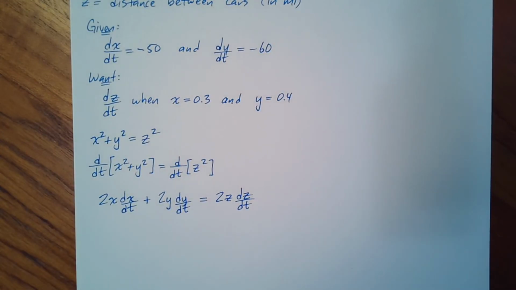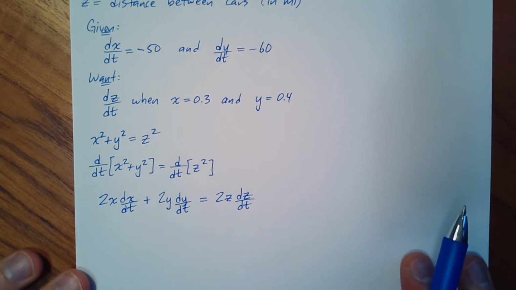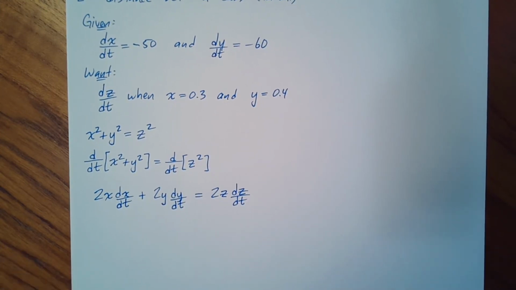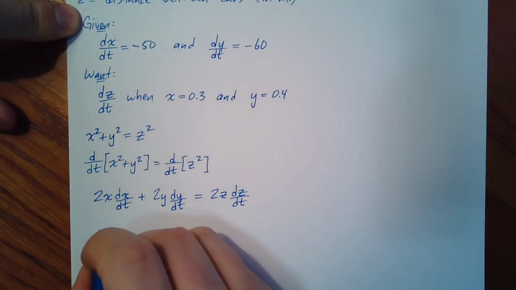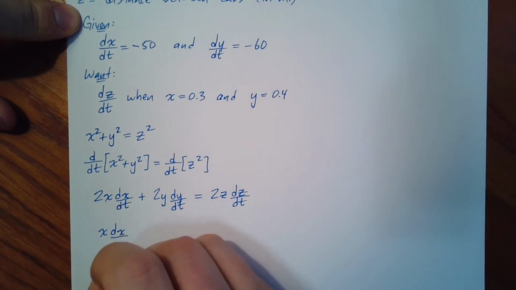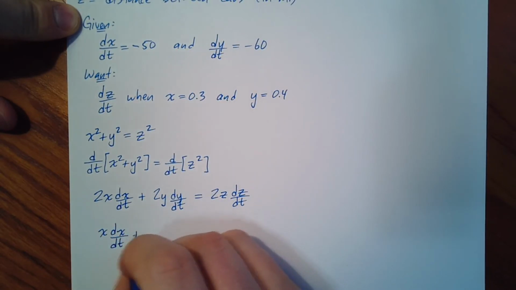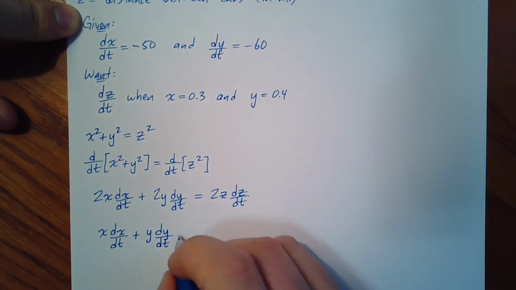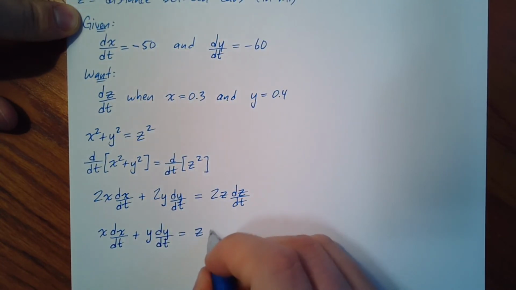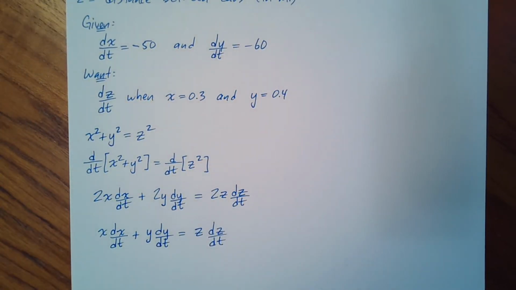And right away, you probably notice that each of these terms have a common factor of 2. So we could divide through the equation by 2, or multiply by half, however you want to phrase it, and then we'll make this a bit simpler. Then we'll get x dx/dt plus y dy/dt is equal to z dz/dt. So it gets a little bit simpler.